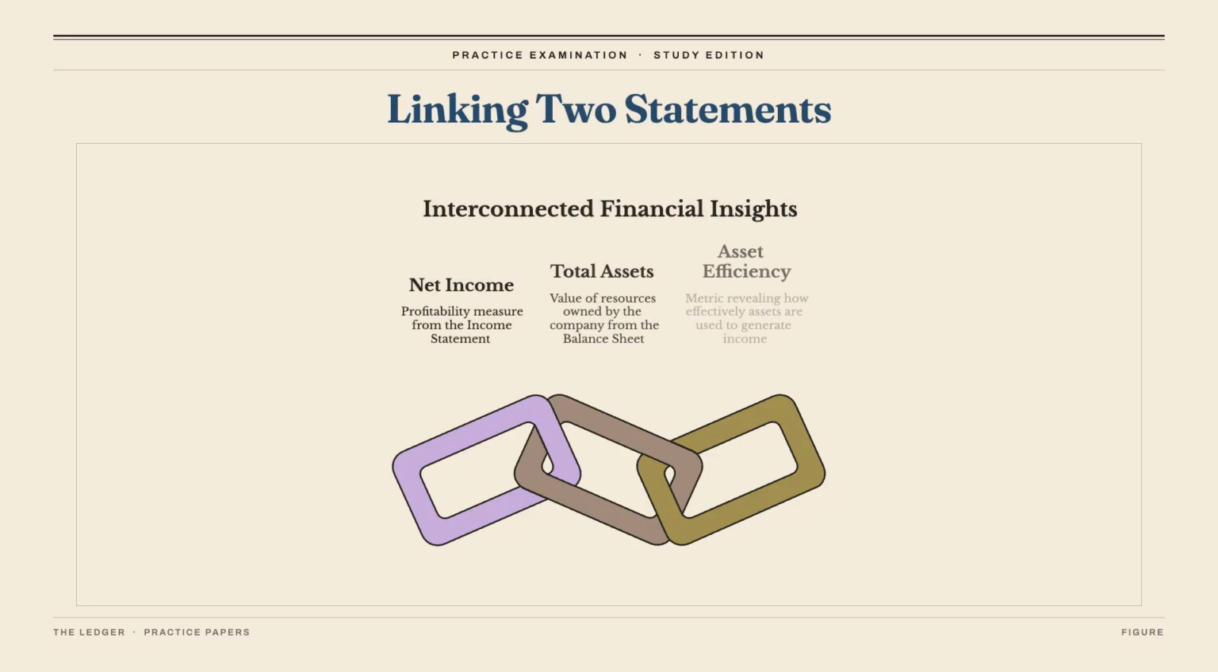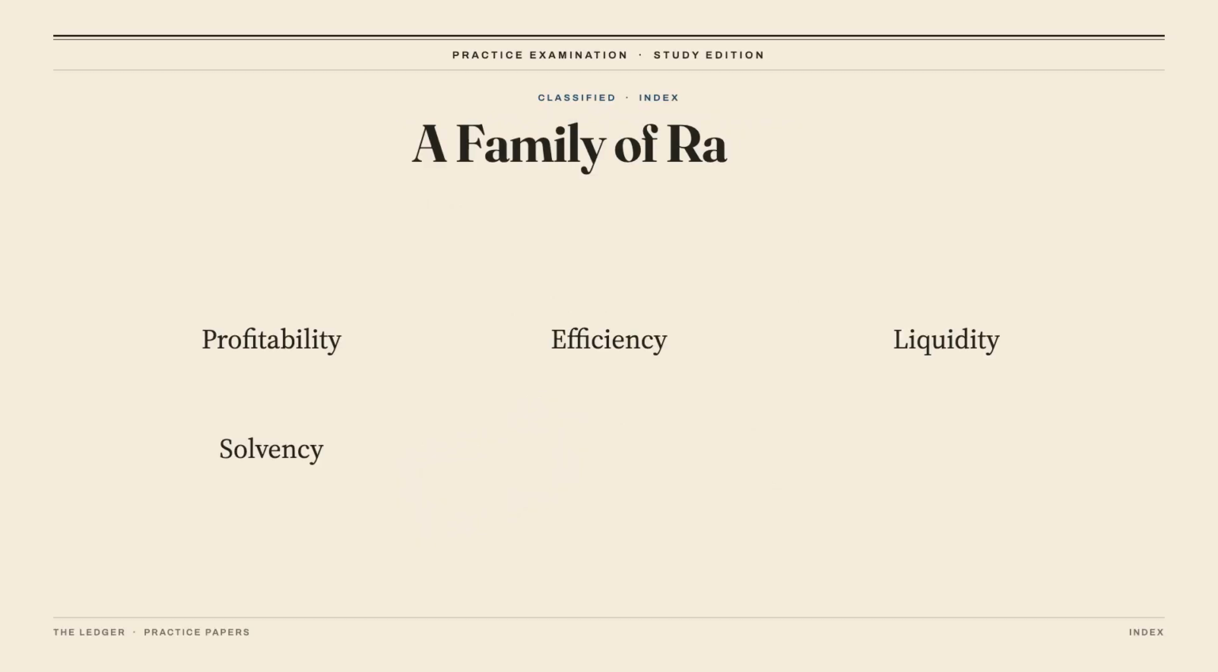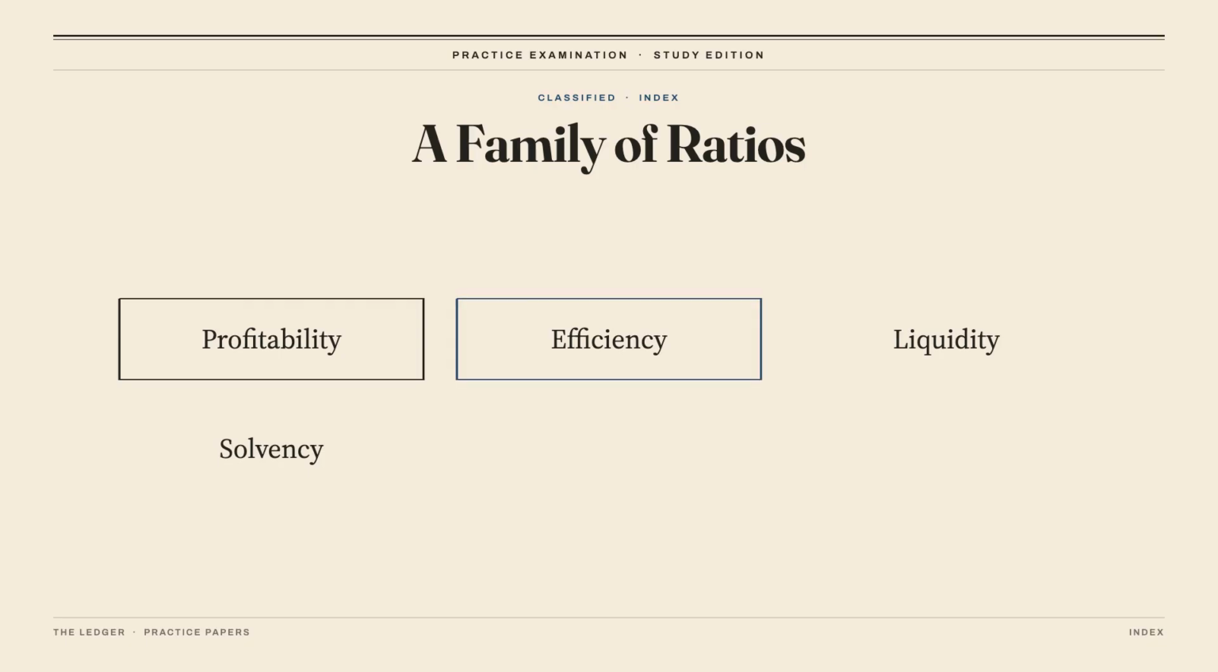The standard illustration is dividing net income by average total assets. Net income comes from the income statement, total assets from the balance sheet, and linking them reveals how efficiently the company converts its asset base into earnings. That cross-statement linkage is the essence of a ratio. Ratios exist because raw statements still leave relational questions unanswered. How much profit each dollar of assets generates?